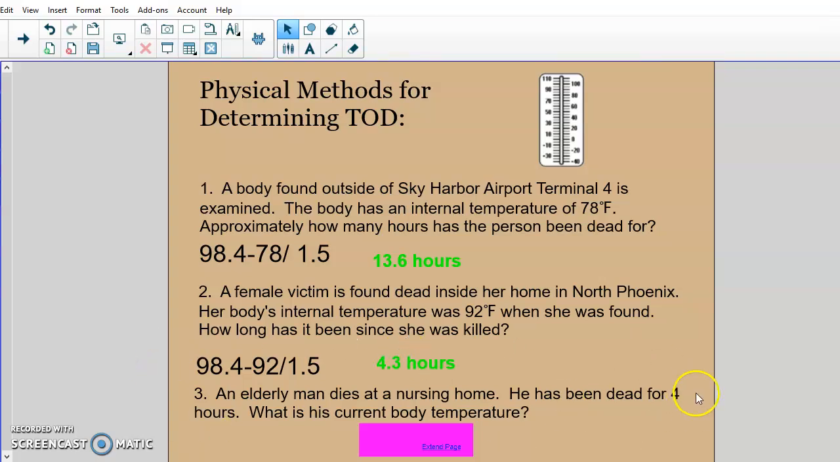This can go the other direction as well. So it says an elderly man dies at a nursing home. He's been dead for 4 hours. What's his current body temperature? Well, we can just go the other direction, right?